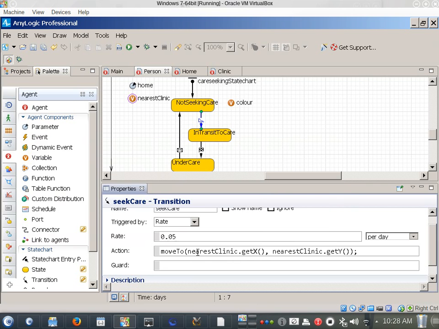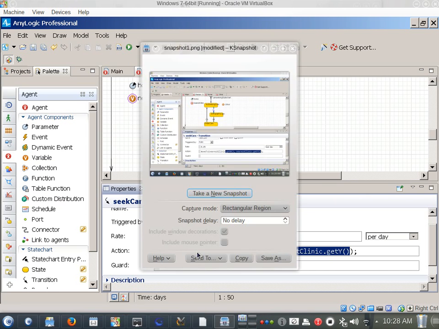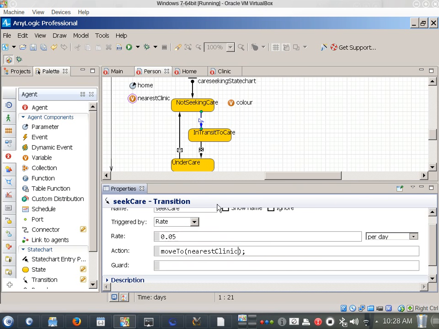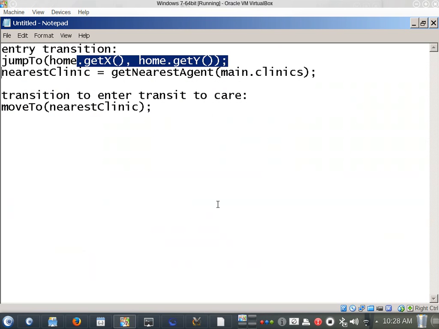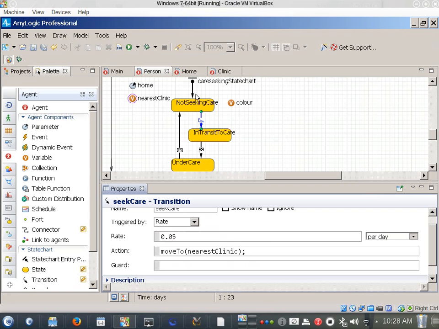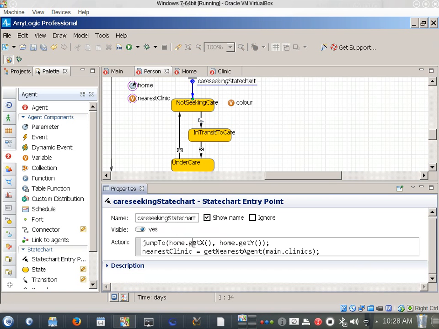Oh, you know, we can even simplify this. This is great. Instead of making it move to this thing, make it instead move to nearest clinic. That's actually cleaner. And we could actually make it, so this is an AnyLogic 7 thing, I think, jump to home rather than jump to home.x, get x. That should be jump to home. You don't have to, but I prefer that. I think it's much nicer this way.